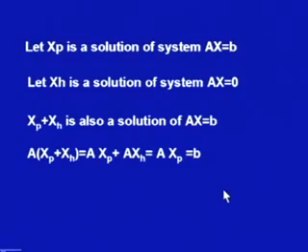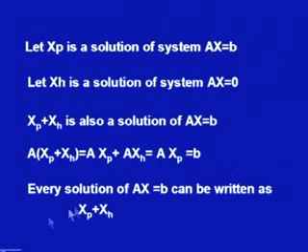Now, this is very similar to what we have in case of differential equations, and we have a result that every solution of Ax is equal to b can be written as xp plus xh. So, it has two components, one is the solution of the homogeneous part and the other is the solution of the non-homogeneous part. We call xp a particular solution.